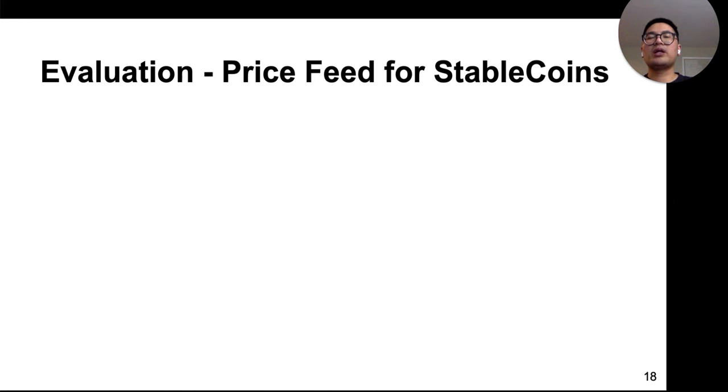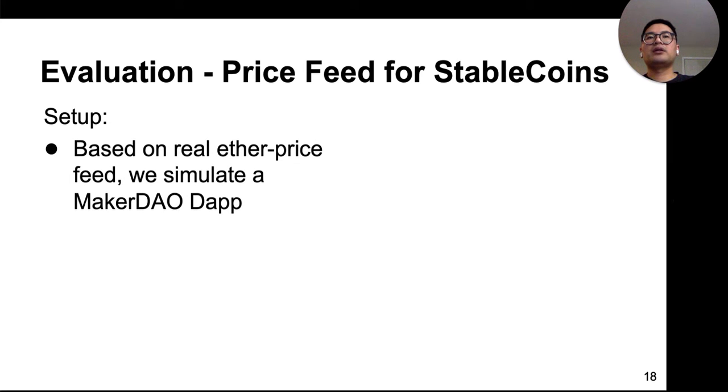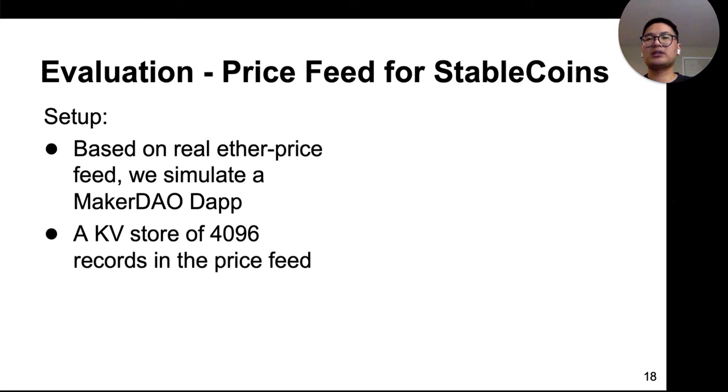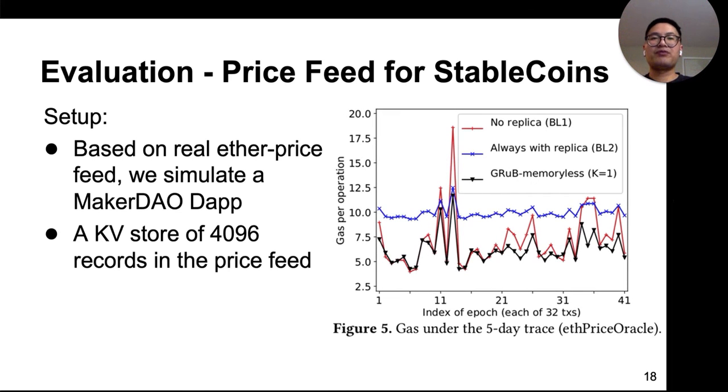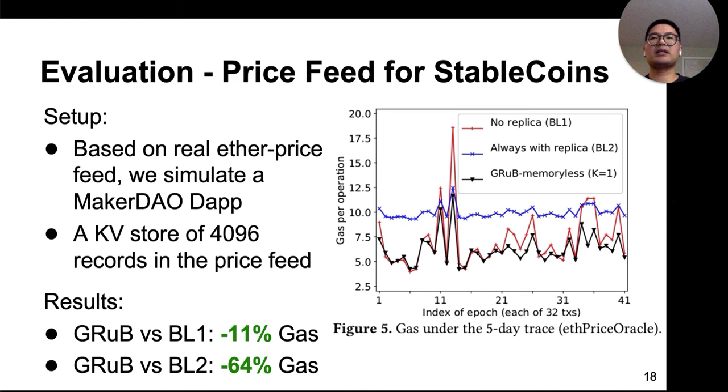For evaluation, we collected real-world price feed traces used by stablecoins, and we simulated a MakerDAO DeFi application and replayed the traces into GRuB and compared the gas cost with the two baselines. The figure shows that at the beginning, GRuB converges to baseline 1, which is the cheaper one. Then in the latest spikes, GRuB converges to baseline 2, which is the cheaper one in this phase. In summary, GRuB saves 11% of gas compared to baseline 1 and 64% of gas compared to baseline 2.